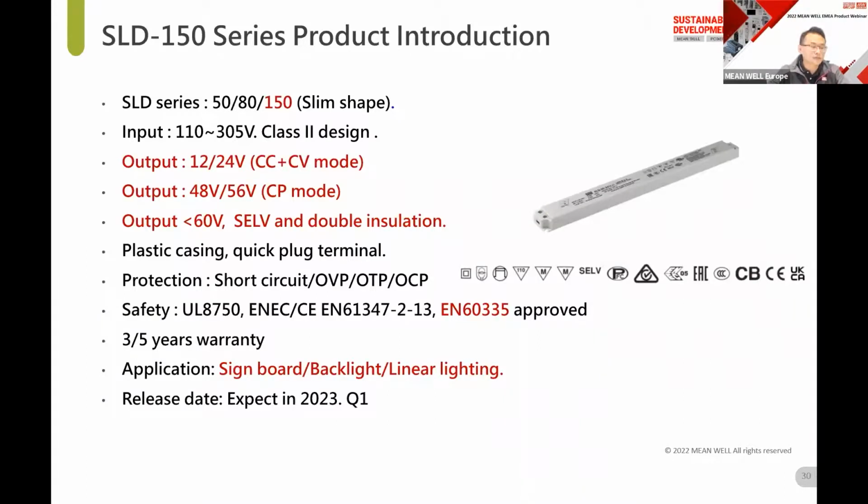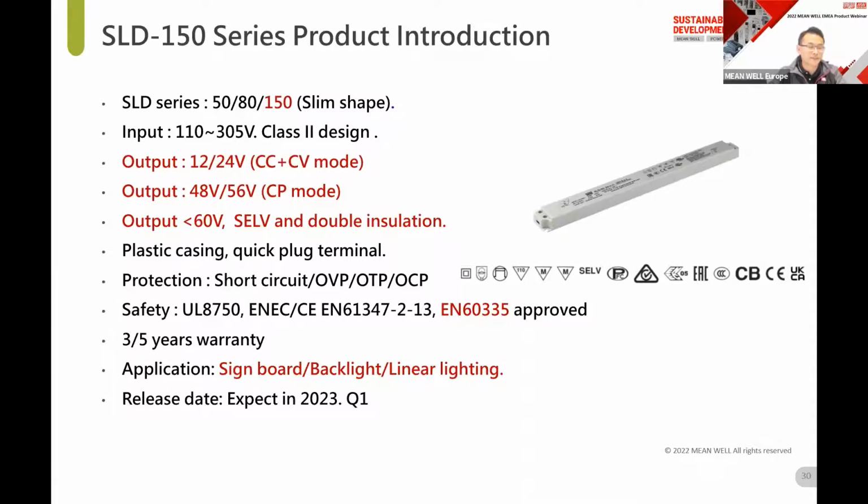SLD is a long-shaped type LED driver. This time we extend the power range up to 150 watt. 12 volt and 24 volt are CC and CV mode, and 48 and 56 are CP mode. Because of its long shape, it can be hidden in the cable tray or in the edge of the sideboard.